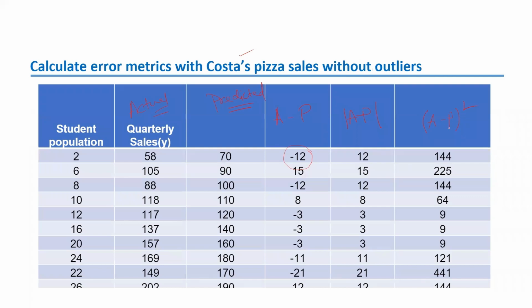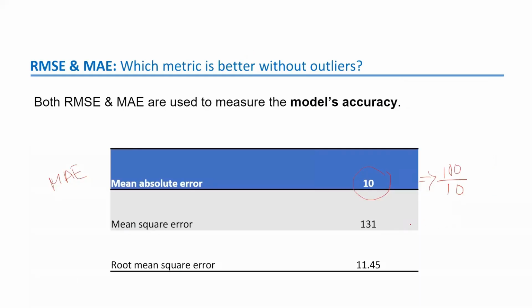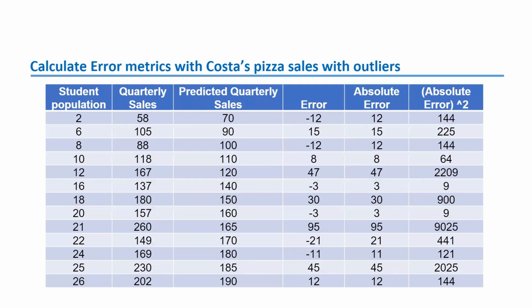And likewise, if you calculate this, where you sum them all up and divide it by 10, you will get 1310. So it will be 1310 divided by 10, right? And if you just do a square root of this value, you'll get 11.45. So this is the MAE, you have MSE, and you have RMSE. So this is the calculation. So for this particular data set, you have 10 as the MAE, 131 as the MSE, and 11.45 as the RMSE. Got it? This is now calculated.